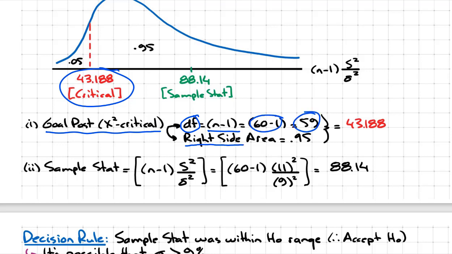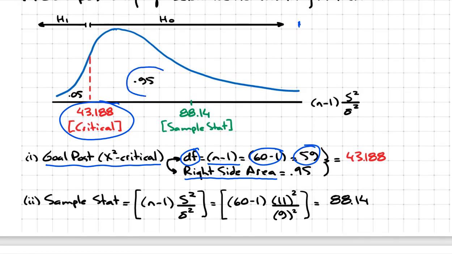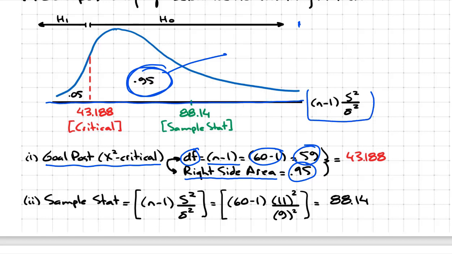And we need to specify the right side area. So if you look at this distribution, that's the right side, that's the left side, but the table only asks for the right side. In this case, it's 0.95. Now, I should point out what it is that we're plotting on the horizontal axis. So what are we plotting here? It's this over here.